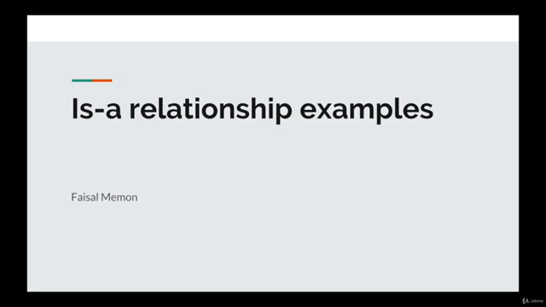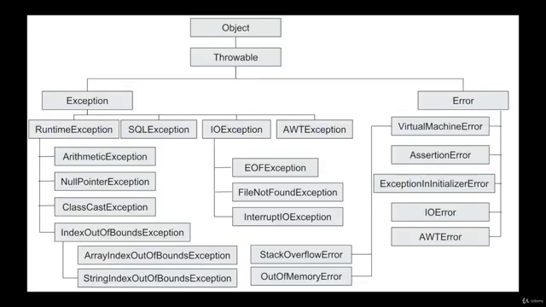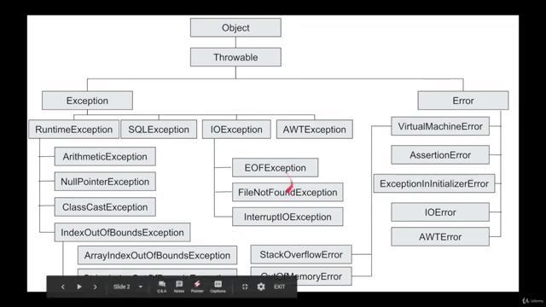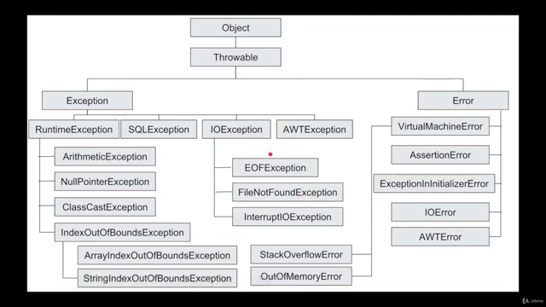So in this lecture, I'm going to talk a little bit about some of the examples of inheritance or is-a relationship in Java that already exist. The first example is the exception hierarchy. This is how the exception hierarchy is implemented in Java. At the top we have the object class, then we have throwable, then we have two subclasses called exception and error, which in turn have all these types of child classes. In exception we have these child classes, and in error we have these child classes.